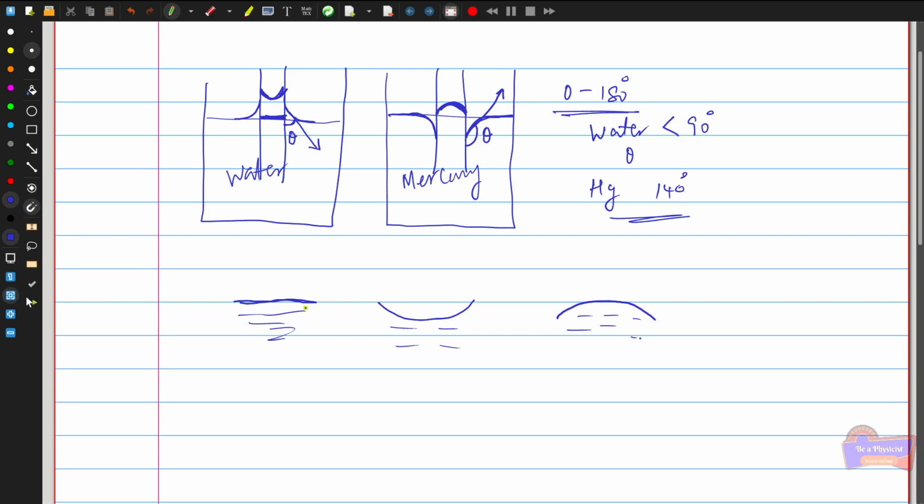If the free liquid surface is plane, then the resultant surface tension force on a molecule at the surface is 0.